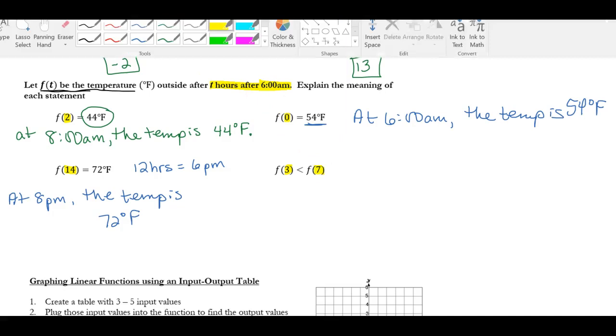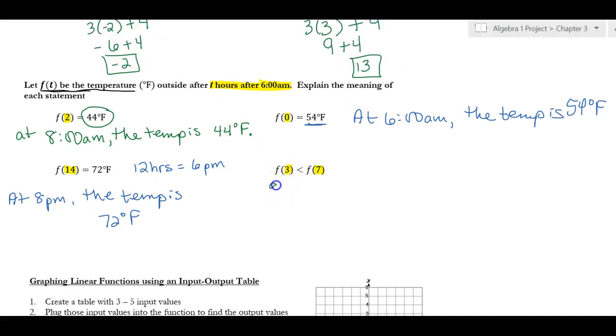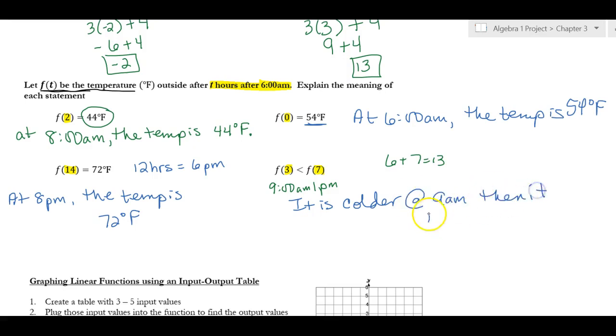Okay, 3 hours after is going to be 9 a.m. And 7 hours after, well, 6 plus 7 is 13. So that's at 1 p.m. Okay, and you notice it's pointing to 9 a.m. So that means it's colder at 9 a.m. It is colder, or the temperature's lower, at 9 a.m. than it is at 1 p.m.